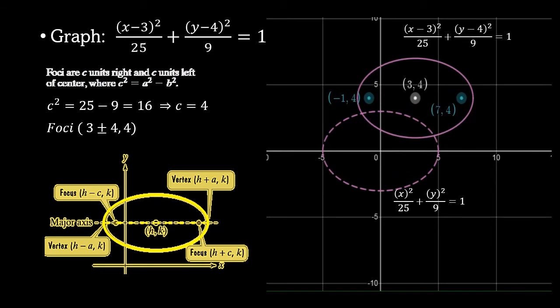So notice the foci have coordinates -1, 4 and 7, 4, and the new center is 3, 4. So that's the graph of (x minus 3) squared over 25 plus (y minus 4) squared over 9 equal to 1.